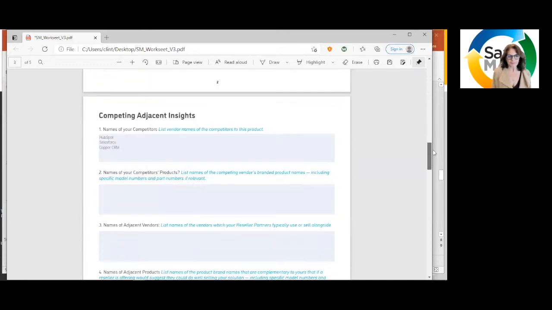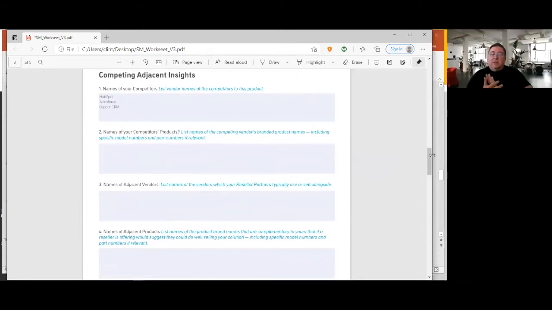Okay, great. So competing adjacent insights. We talked about this some earlier with Jeff on those great questions. It's all about the vendors and how they relate to you and your products you're taking to market. So here are some of my competitors, and this could be HubSpot, Salesforce, Copper CRM. So you're really looking at, I want to put my vendors in here, and I want to understand, as I look at each partner, what each company is, because if I'm going to call them, how do I relate to that competition? And I wouldn't necessarily look at it from the perspective of how am I better?